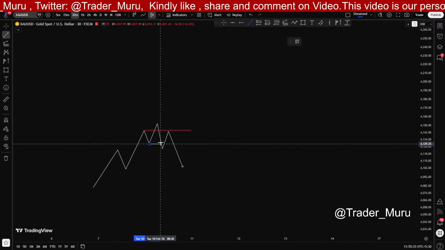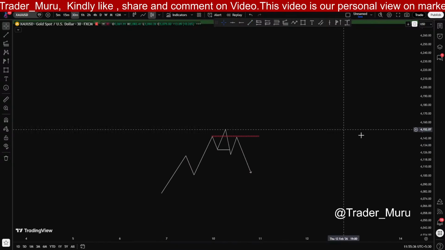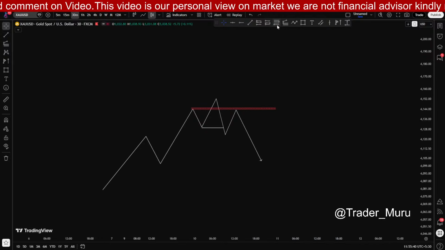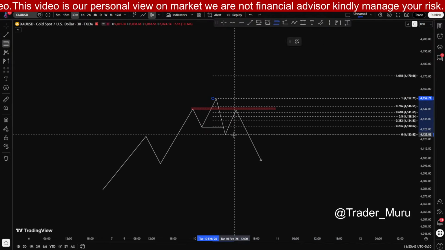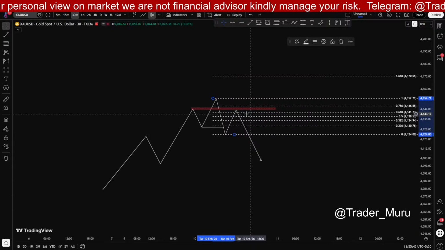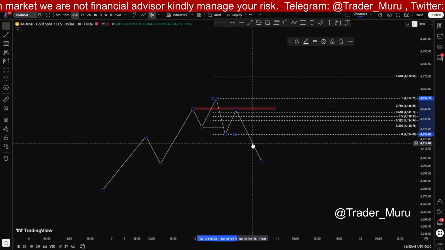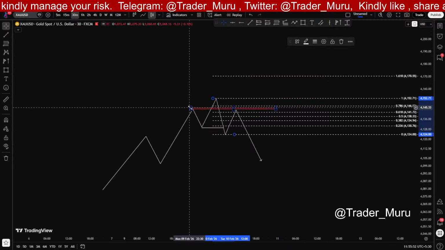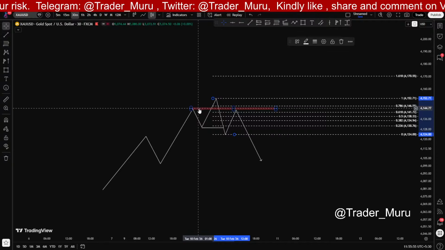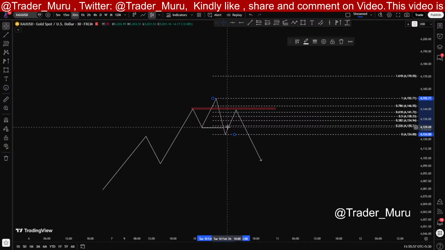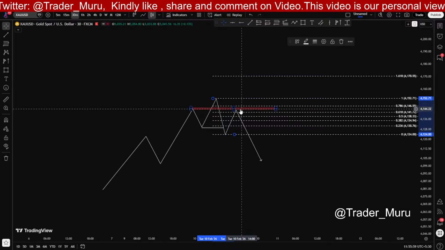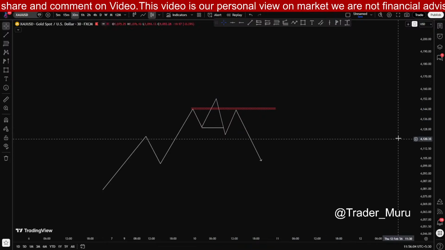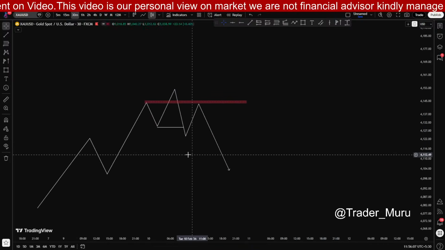After change of character, this is the QML area, and mostly it works because it has the 618 to 786% retracement zone, near about 618 to 786% most of the time. That's why it worked very much, because this area was meant to be a bullish zone. If it fails and the market retests it, then it will act as resistance on the other side. Now, same thing for bullishness.